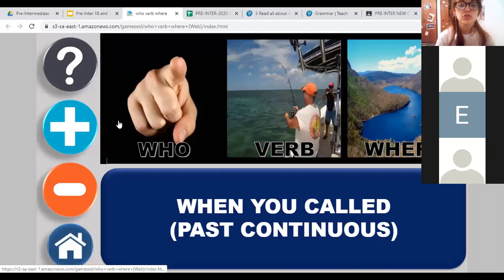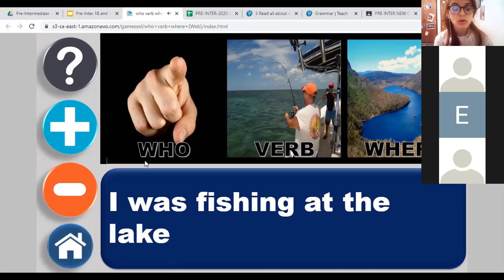I will have to make up a sentence, either a question, an affirmative sentence, or a negative sentence, using when you called in the past continuous. So, when you called, you were fishing in the lake, right? So, or I was fishing.